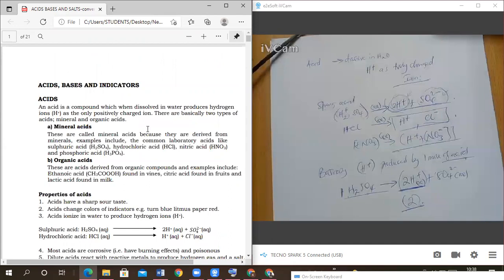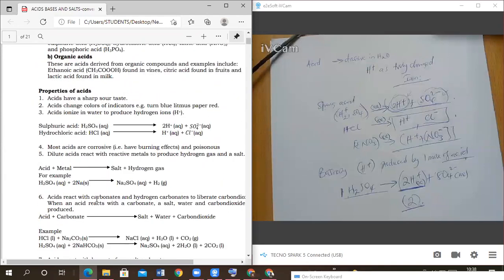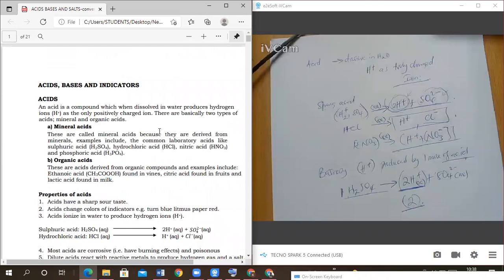So here they are telling us that there are basically 2 types of acids. If you define them according to strength, you get strong and weak. If you look at the types, there are only 2: mineral and organic. Mineral acids are called mineral because they are derived from minerals. Examples are common lab acids like sulfuric acid, hydrochloric acid, nitric acid. They are derived from the common minerals we have on Earth. Then organic acids are derived from organic compounds.